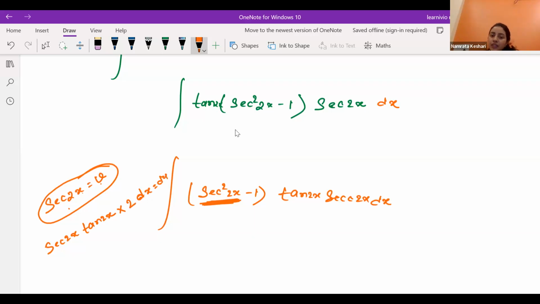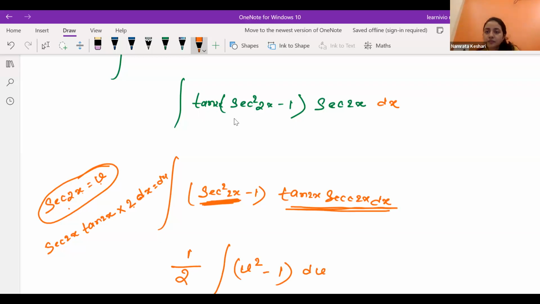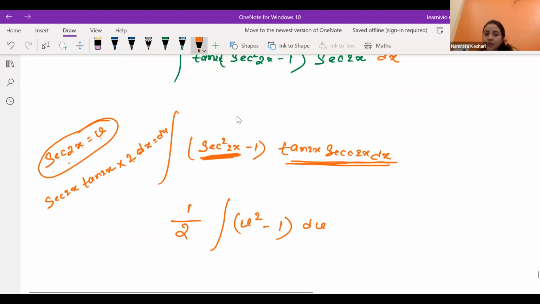Yes. We can see that sec theta tan theta is getting absorbed. The extra 2 we are having will go in the denominator on the other side, and we are getting this as u square minus 1 as it is. Is it making sense to you? Yes. Got it?